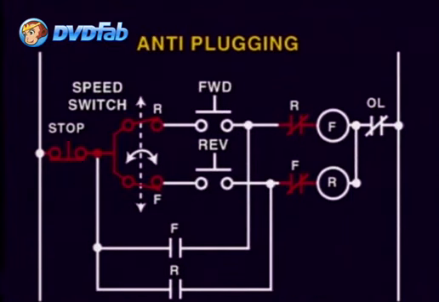A slight variation of the plugging circuit is the anti-plugging. This circuit allows reversal of direction once the rotation slows down to a predetermined speed.